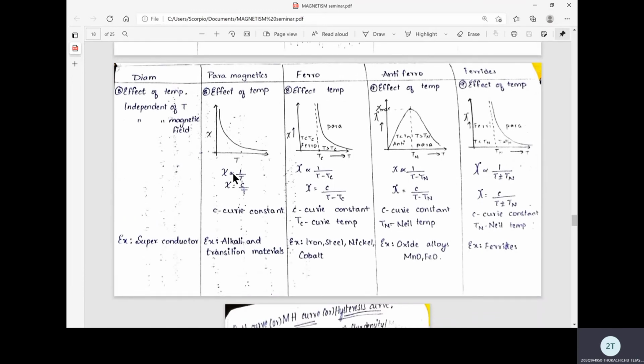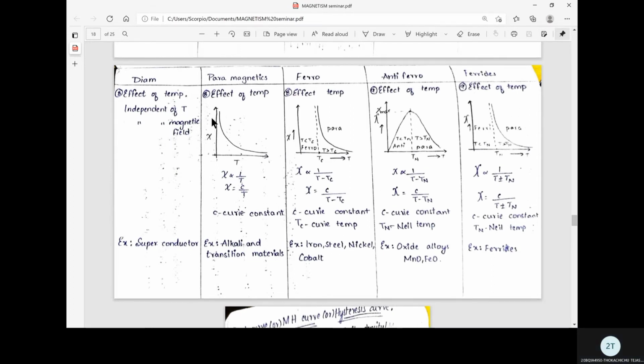Now, if we see the effect of temperature on these different types of magnetized materials, for paramagnets, the graph can be stated as susceptibility is proportional to 1 by T, that is susceptibility equals C by T, where C is nothing but the Curie constant, and it's a slight hyperbola type graph. And for ferromagnets, up to the point Tc, that is the Curie temperature, it acts as a ferromagnet itself, but after the further application of temperature above the Curie temperature, it acts as a paramagnet.